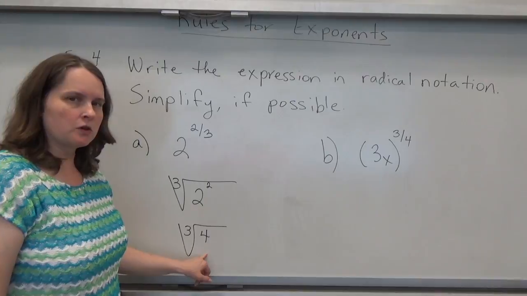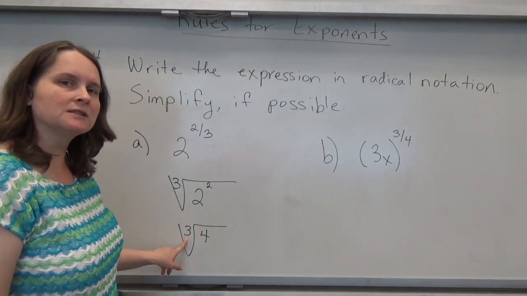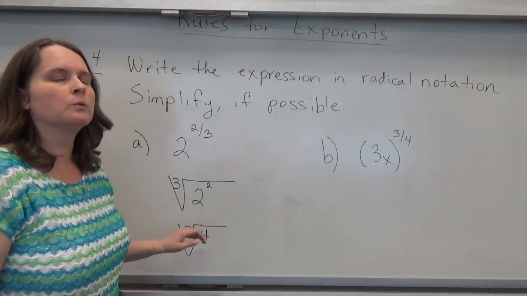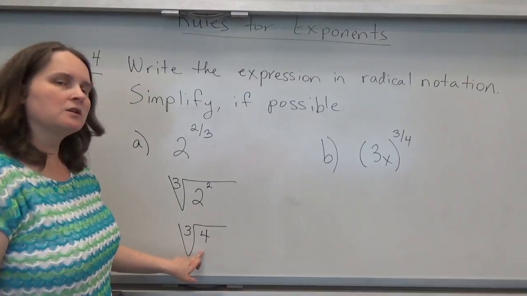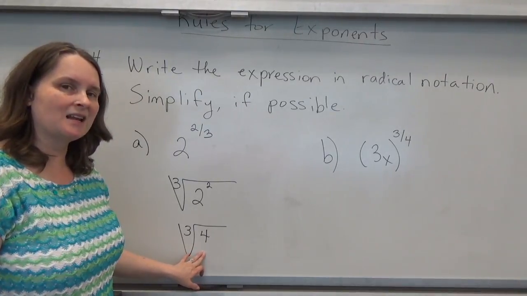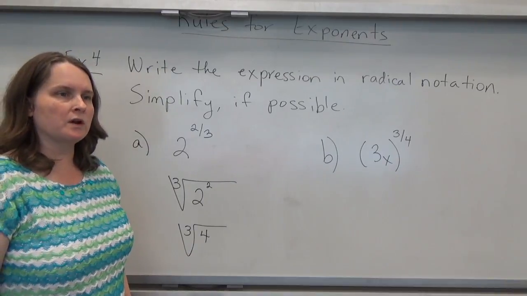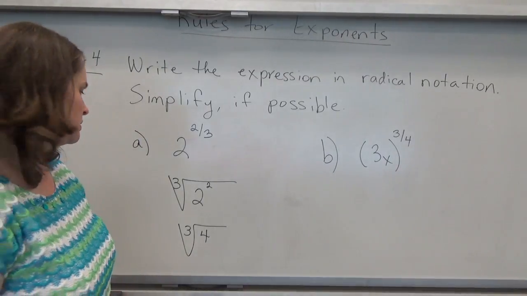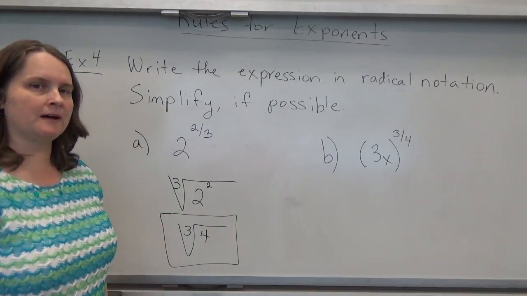In order to have a perfect cube, you need a factor being multiplied by itself 3 times. For example, if we had an 8 in here, we could simplify it because it would be 2 times 2 times 2. 4 is just 2 times 2, so we cannot take the cube root of 4 without getting a decimal approximation, and we are more interested in the exact value. So we're going to keep the cube root of 4 as our fully simplified answer.